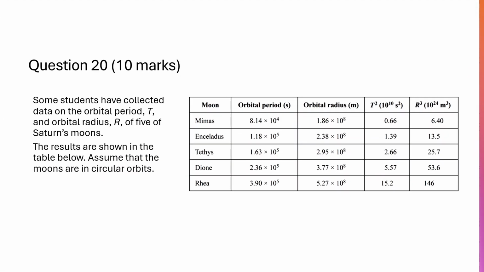Some students have collected data on the orbital period T and orbital radius r of 5 of Saturn's moons. The results are shown in the table below. Assume that the moons are in circular orbits.